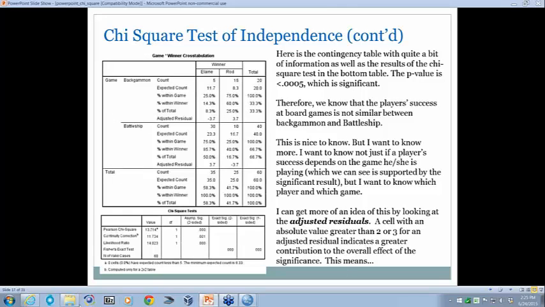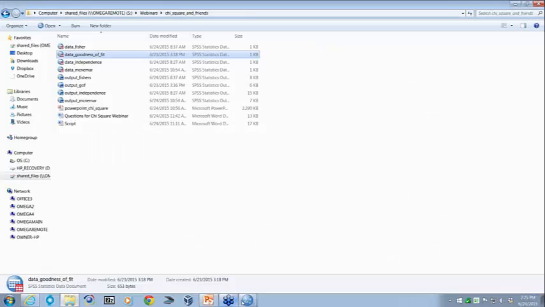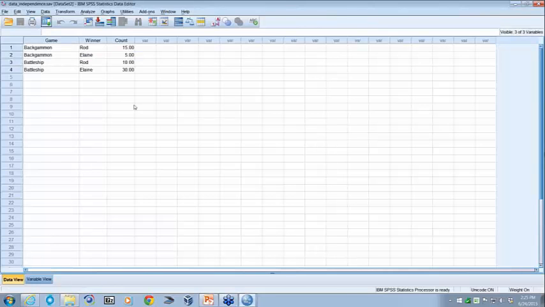Let's go ahead and run the numbers. Let me go ahead and open up the test for independence. Here's how I put it in. Again, you could have it where you would put game and winner all the way down, where I'd have backgammon Rod 15 times, and backgammon Elaine 5 times, and I could just go down and have a very long bunch of data. That would be very time consuming, and you could make mistakes a lot easier.